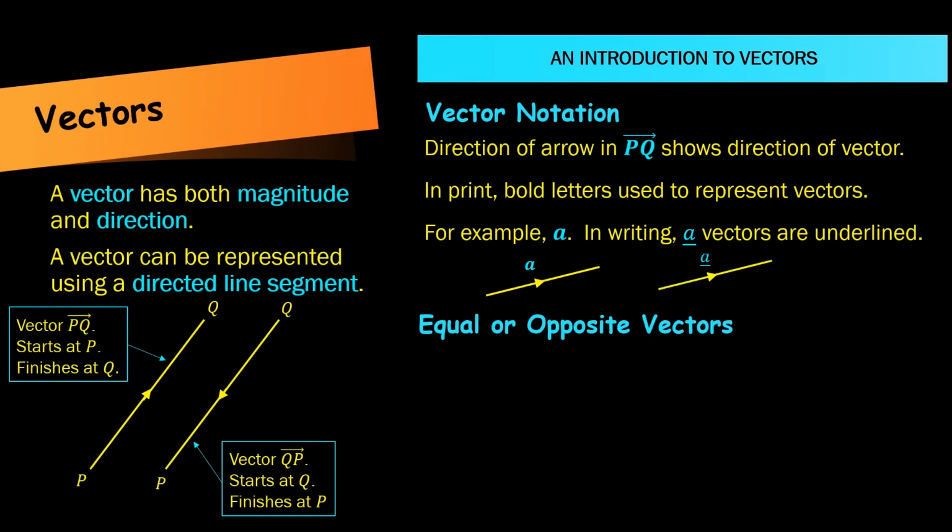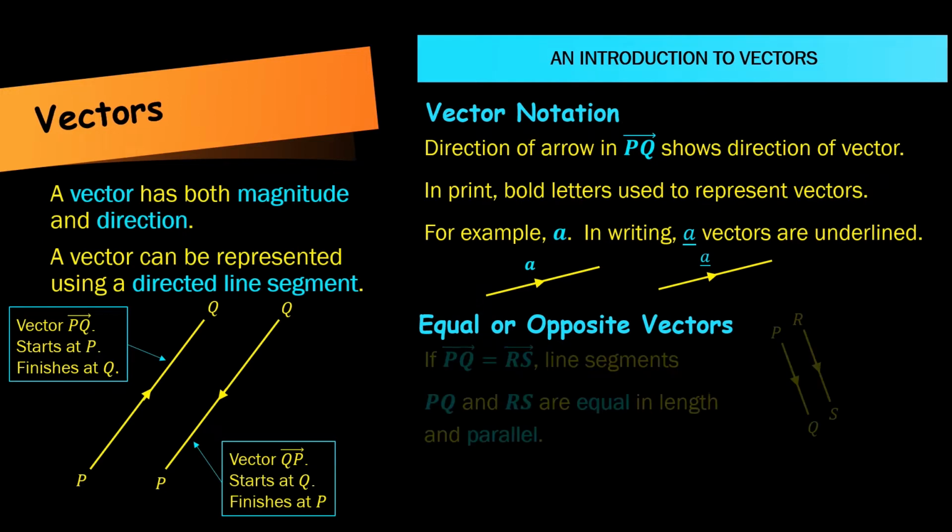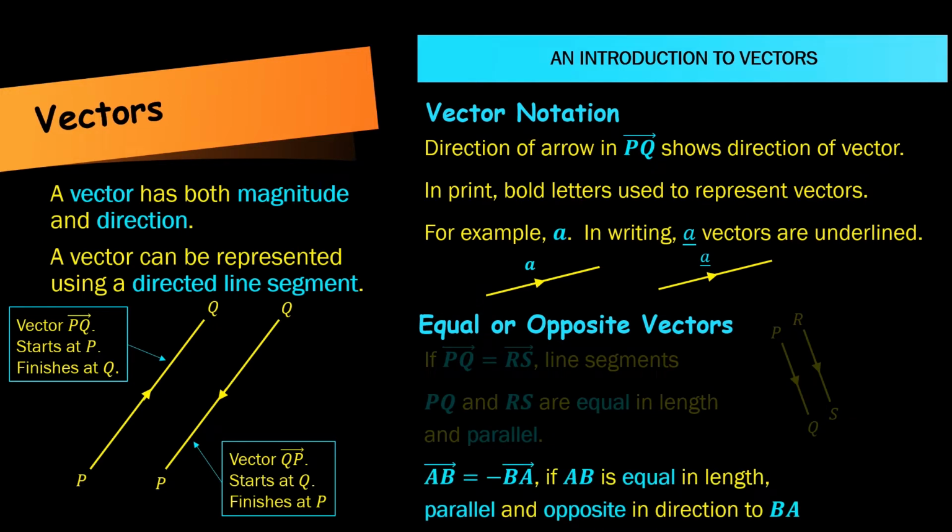Now let's take a look at equal or opposite vectors. If PQ equals RS, the line segments PQ and RS are equal in length and parallel, as shown. And now if AB equals minus BA, then AB is equal in length, parallel, and opposite in direction to BA, as shown here.